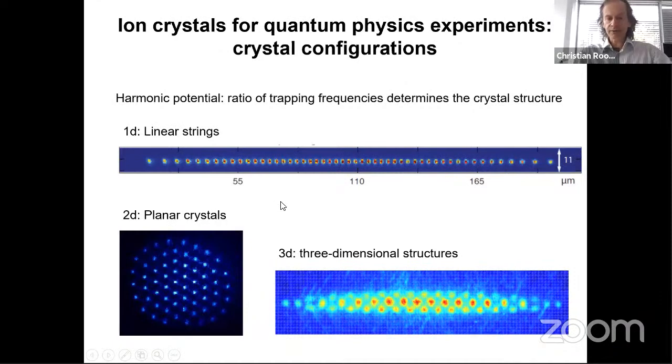If you have one direction which is very confining as compared to the other 2 directions. And finally, you can of course also have 3-dimensional structures if the ratio between the trapping frequency is not as extreme as in the other 2 conditions, or if you have many ions that you put into such a trapping potential. And this can be advantageous, for example, if you would like to work with as many ions as possible.